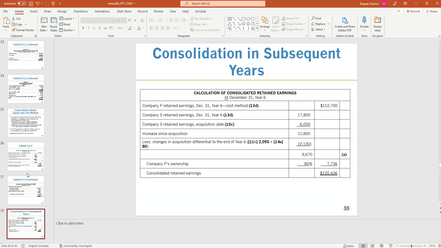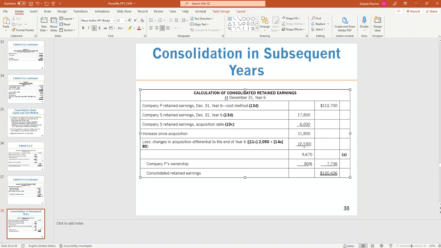And you follow it along to calculate your retained earnings for December 31st, year 6. So you do the same thing we did previously. We start with company P's retained earnings, and then we look at the retained earnings we have for the subsidiary on December 31st and the company S retained earnings. So you always have to remember how much was your actual retained earnings, and this is your net increase from year 5 at the beginning till the end of year 6, and that is your increase since the acquisition.